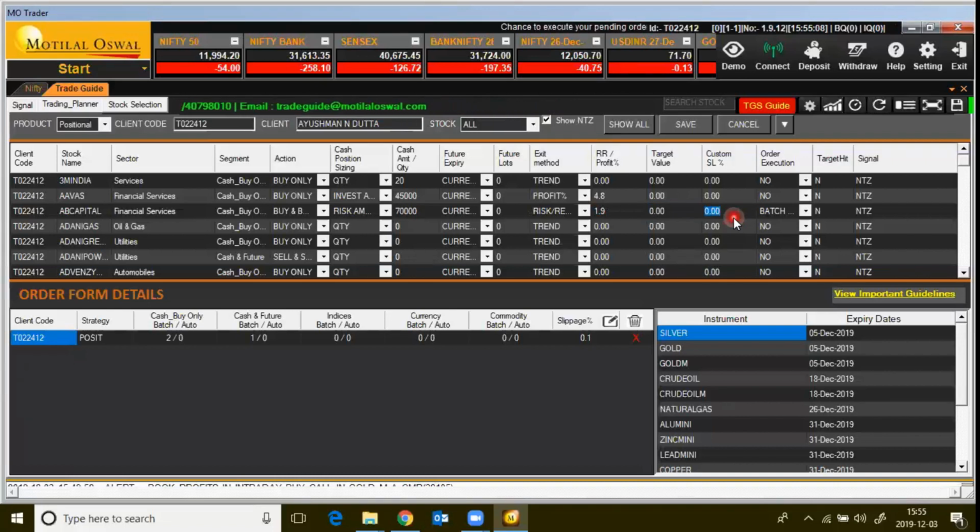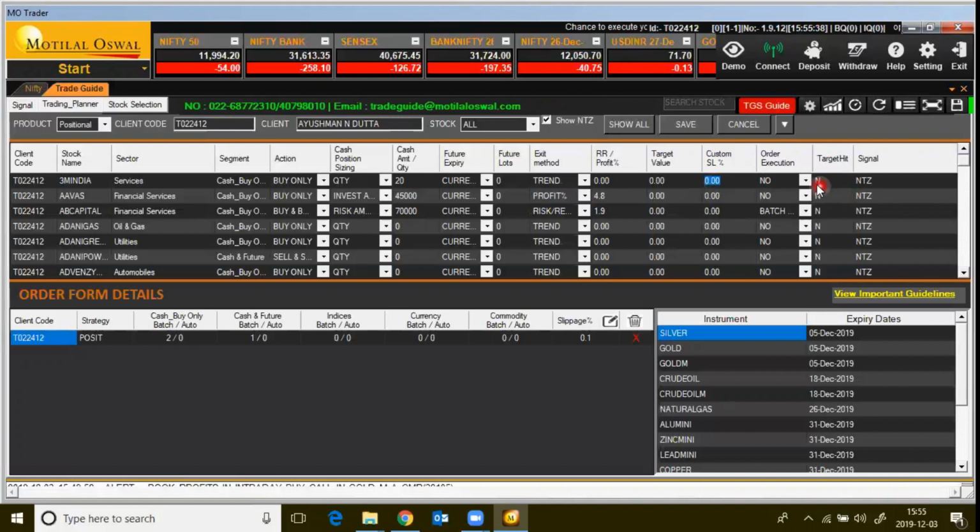Now you have to pay attention right here. So what do you mean by the custom SL percentage? The majority of the people are using this trading planner to take advantage of the trailing stop loss mechanism. Okay, so what do you mean by the trailing stop loss mechanism? You can put your own custom stop loss. However, always remember your custom stop loss should be less than the system generated stop loss. Or else, if you want to do it as per the trend, you can click on trend and you can click your custom SL as 0.00.